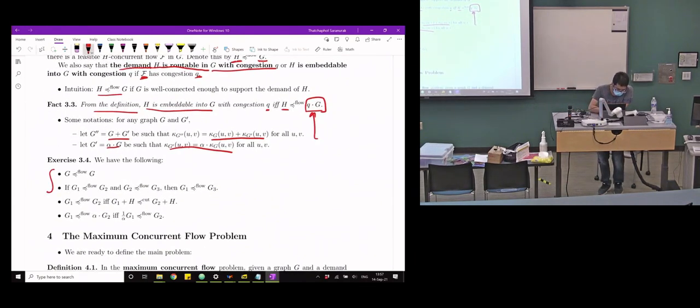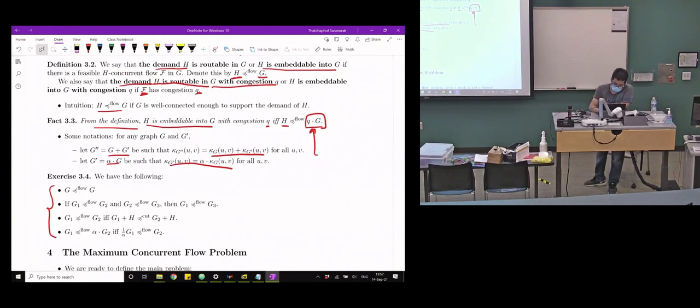And you can try to check that this notion of flow-wise less than, H is less than G in this flow sense, is really a partial order. If you can embed G1 into G2 and G2 can be embedded into G3, then G1 can be embedded into G3. And all the algebraic things that should make sense just hold.